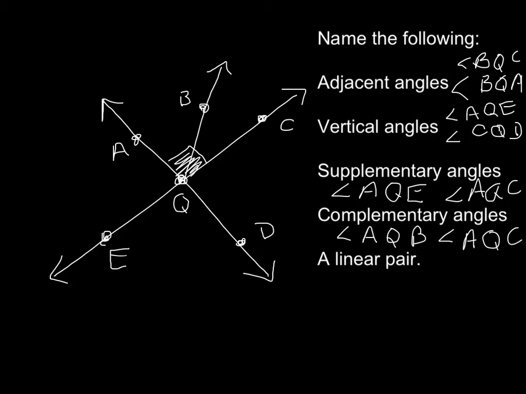And for a linear pair, we need angles that will form a straight line. Now if you look here, we could use these 2 angles. They're a linear pair. They form that line. So I'm going to write them down. Angle EQD and angle DQC.